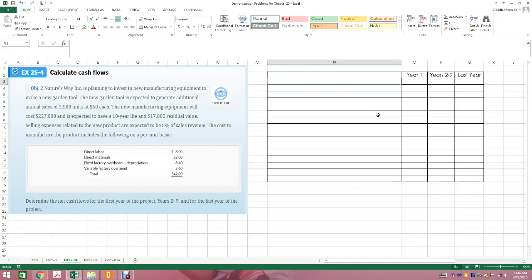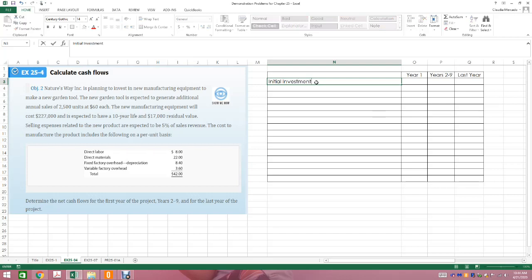These are transactions that affect cash, okay? We're only specifically looking at cash flows, so we need to identify which transactions impact cash and which transactions do not impact cash, so we can do our calculations, okay? So the first thing I'm going to start off with is my initial investment, okay?